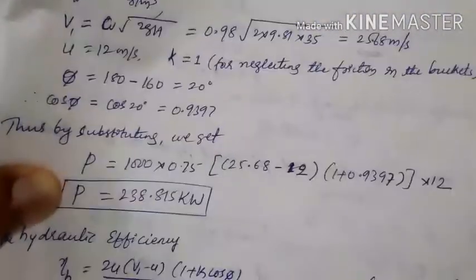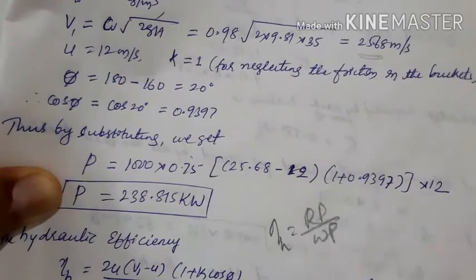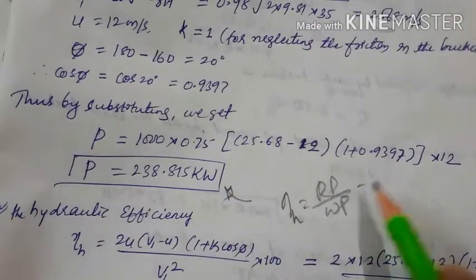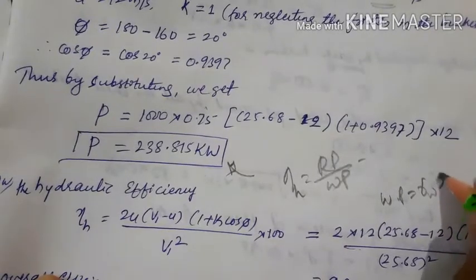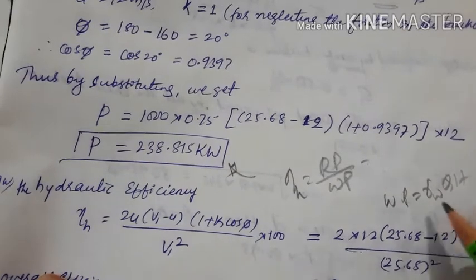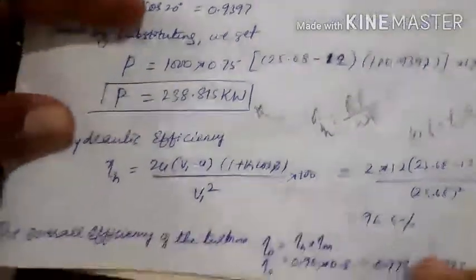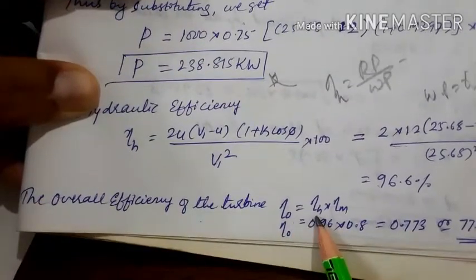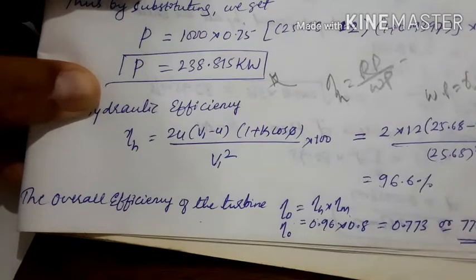As I said, the hydraulic efficiency can also be calculated by using runner power by water power. This is the runner power we got, then the water power, as you know, is gamma w q into h. If you know the value of q, which is also given, then substitute here, we get the water power, then runner power by water power gives you the hydraulic efficiency. The overall efficiency will be the hydraulic efficiency multiplied by mechanical efficiency. So we get 77.3 percentage.